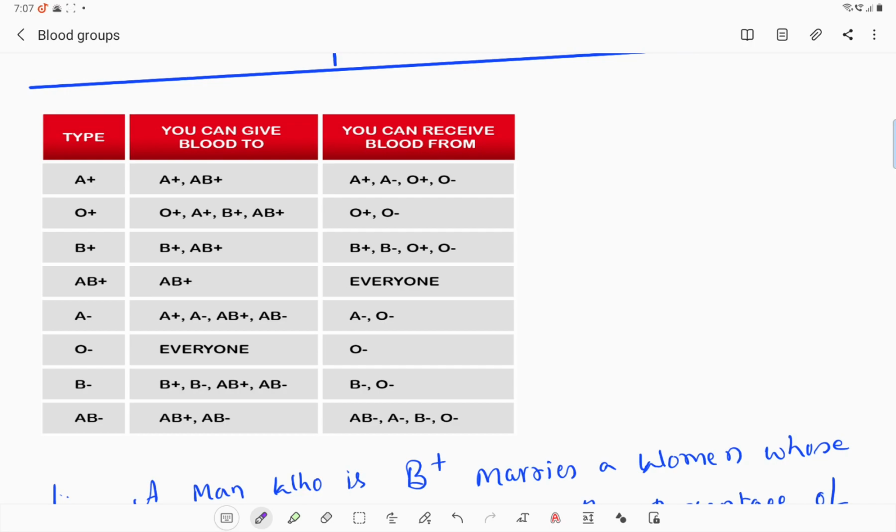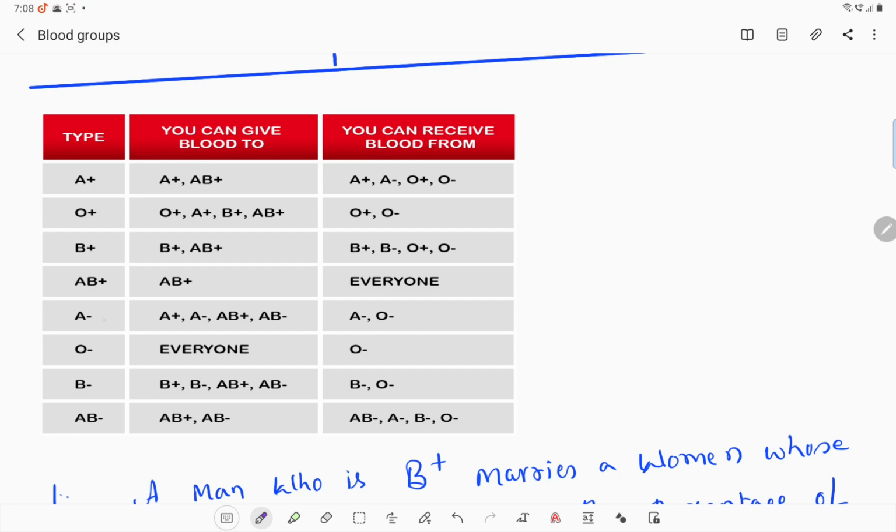So if your blood group is A positive, you can donate the blood to A positive and AB positive persons. And you can receive the blood from A positive, A negative, O positive and O negative. If your blood group is O positive, you can give blood to O positive, A positive, B positive and AB positive. Okay. Then if your blood group is AB positive, you can receive blood from B positive, AB positive, but you can give blood to B positive, B negative, O positive and O negative.